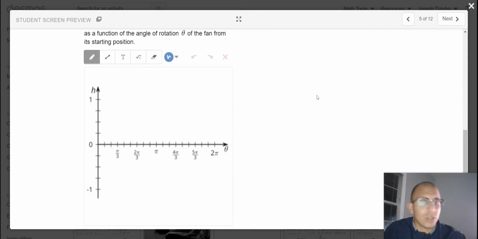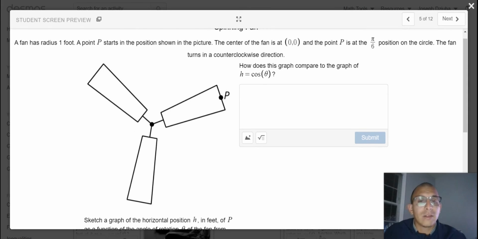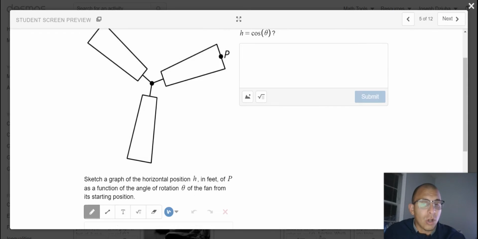Unfortunately, there's overload here regarding the questions. But we have a fan here with radius 1 foot. A point P is starting out slightly rotated from our typical starting location. It's at the pi/6 position on the circle. The fan turns in a counterclockwise direction. How does this graph compare to the graph of cosine of theta?